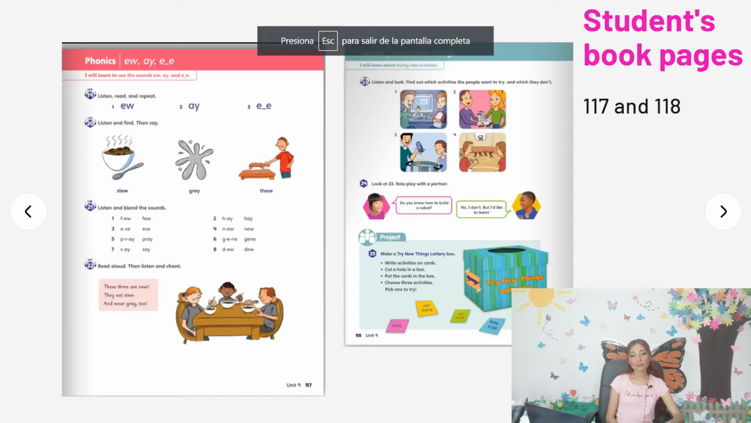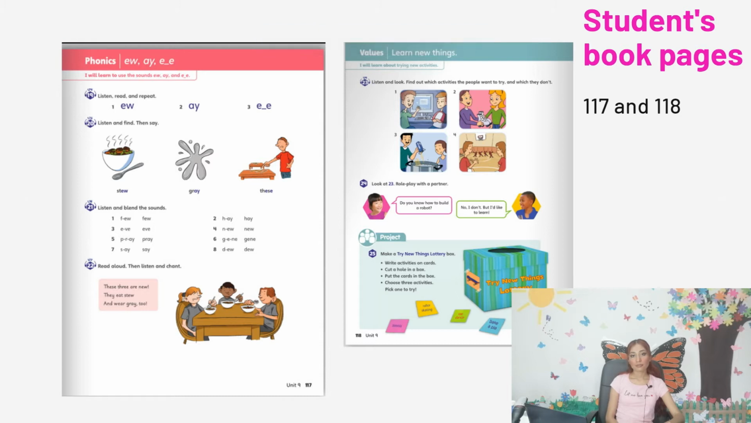Students' book. Page 117, activity 19. Listen, read, and repeat. 1. Ooh. Ooh. 2. A. A.